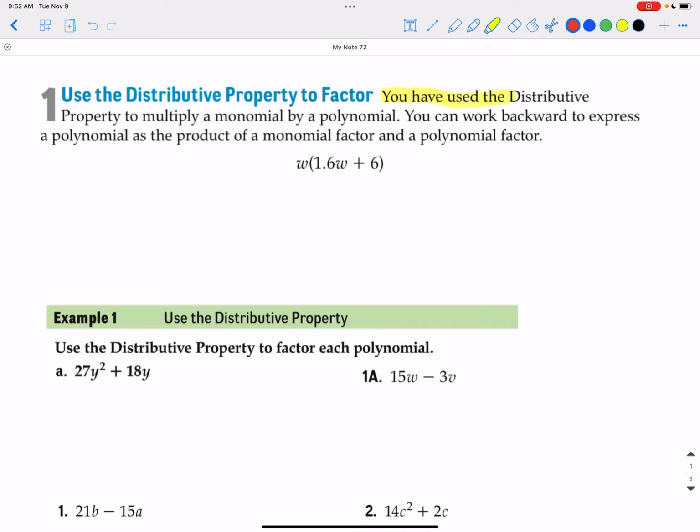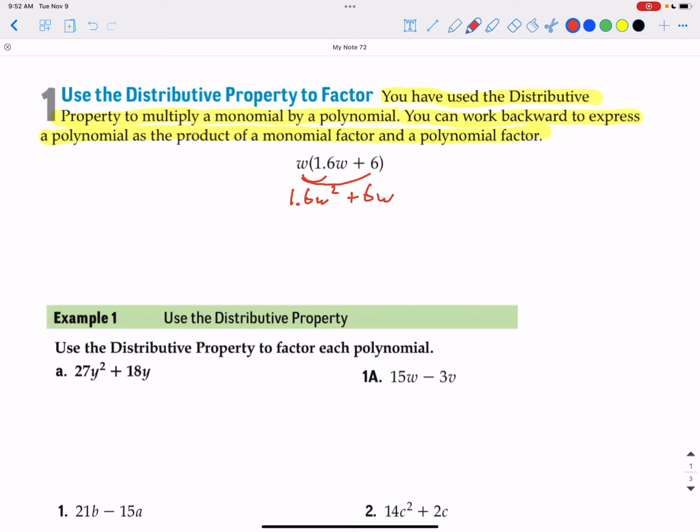You have used the distributive property to multiply a monomial by a polynomial. You can work backward to express a polynomial as the product of a monomial factor and a polynomial factor. So what we've done prior to this is that we have multiplied a monomial times a polynomial using the distributive property. So we could take w times 1.6w, which is 1.6w squared, and w times 6, which is 6w.